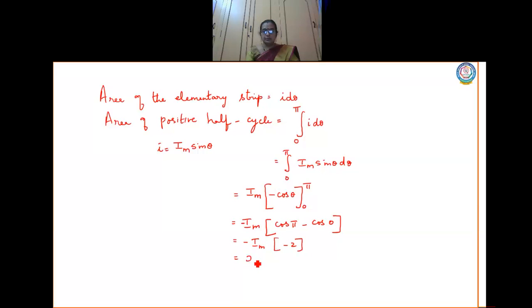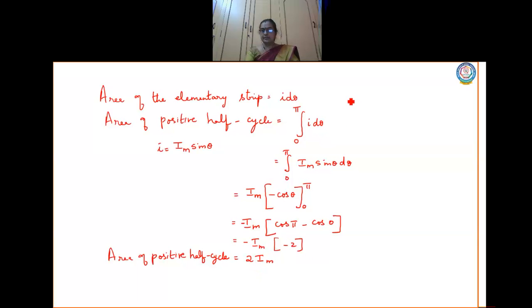So 2Im will be the, what is this? This is nothing but area of positive half cycle. Okay ma? Now I am going to substitute this in the formula.